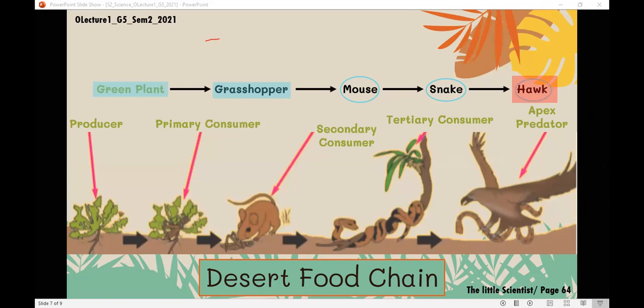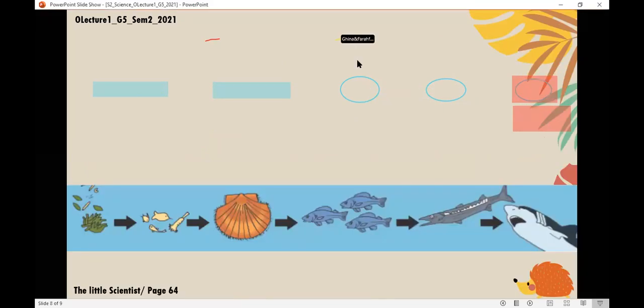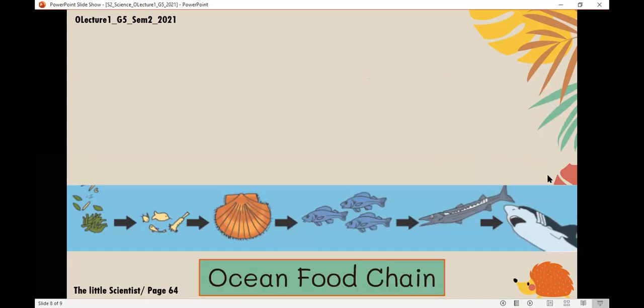What do we call it? Apex predator. The hawk in here is the apex predator since it is not eaten by anyone. Let's see the ocean food chain. A food chain in the ocean. Yalla, let's read it together.